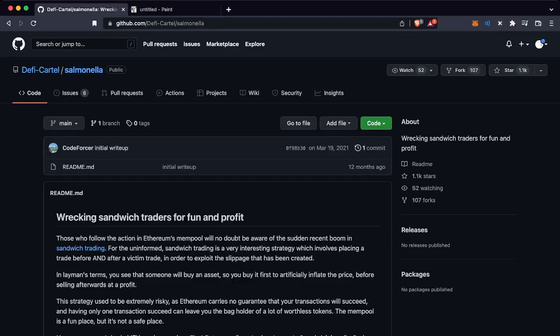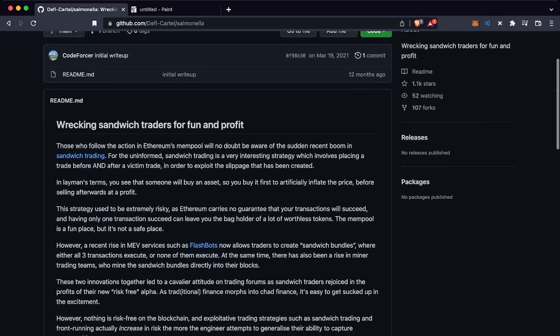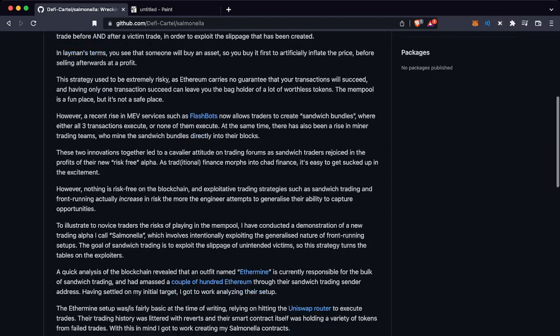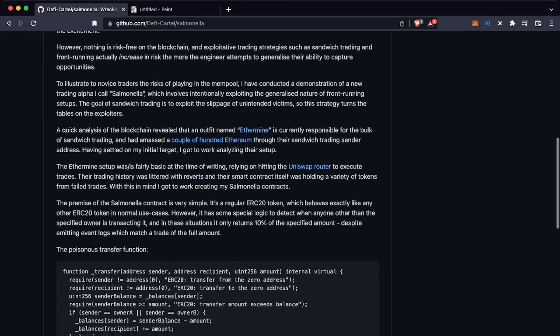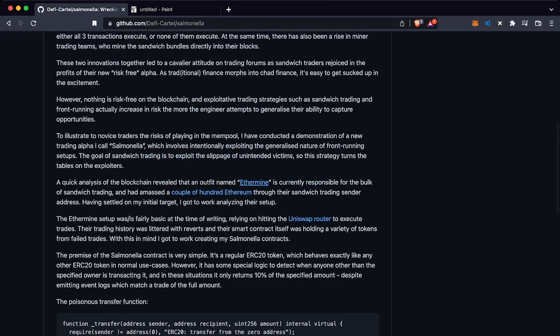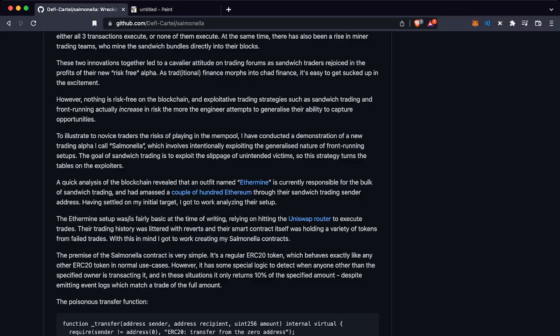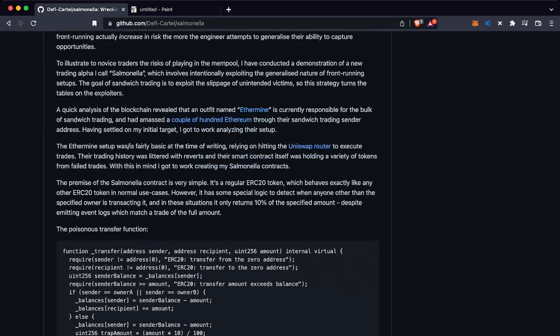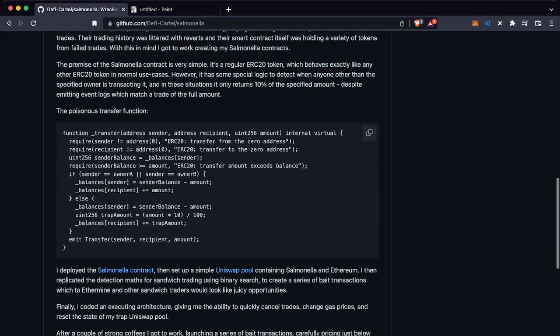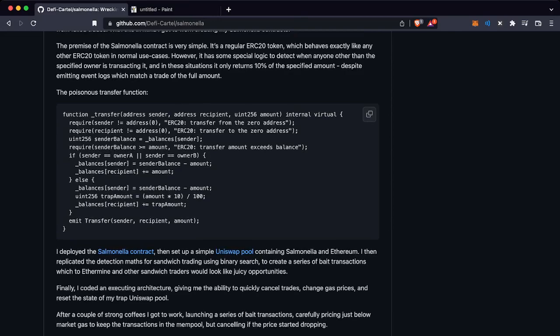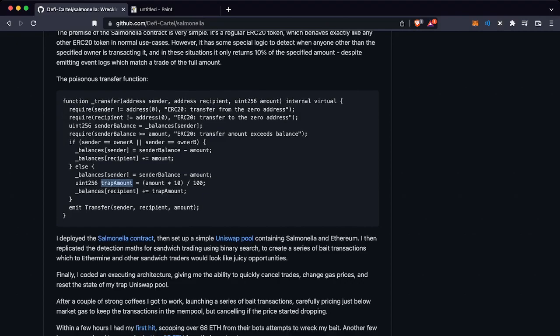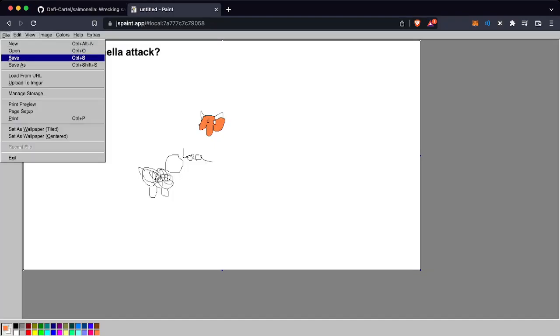So this comes from DeFi Cartel's Salmonella Attack little GitHub page here, and if you want to read it, I'll post it in the description. Basically, what they did is they understood that Ethermine, which is just a massive Ethereum mining pool, was running MEV bots, like frontrun bots, all over the Uniswap router. And so what they did is they made an ERC20 token where the buyer only got 10% and the other 90% went to the devs, and that would be the trap amount here.